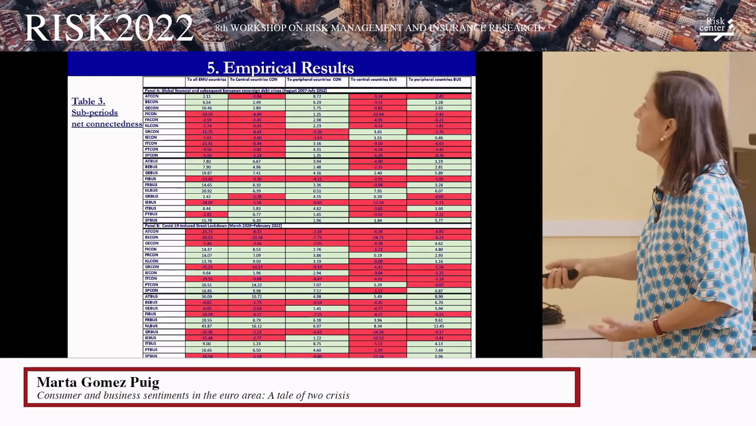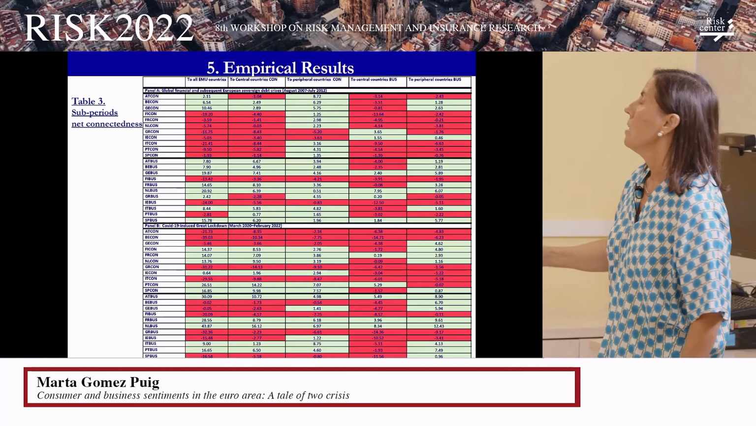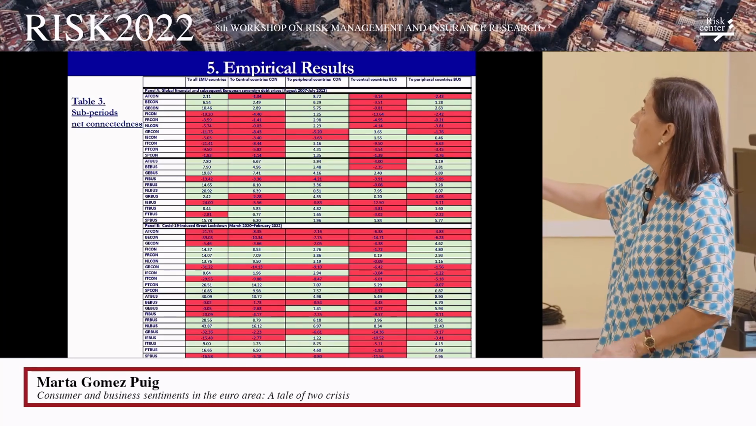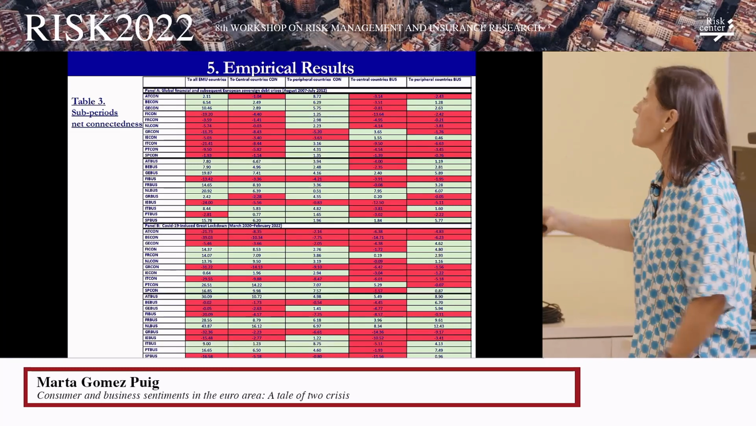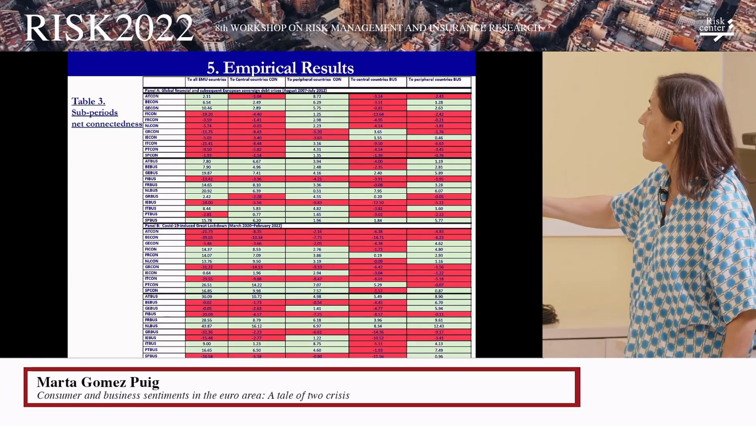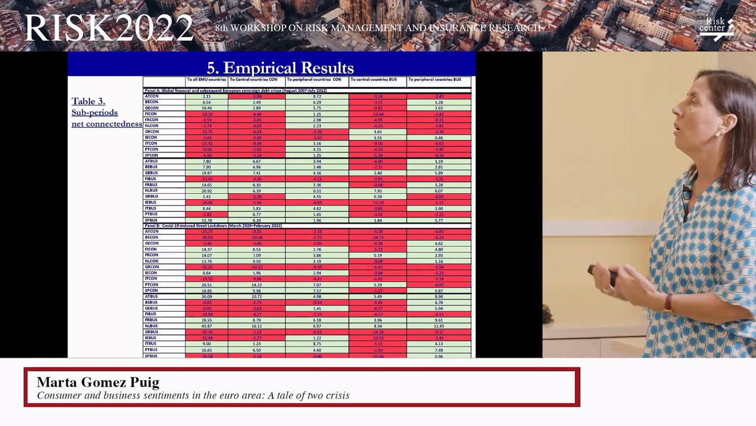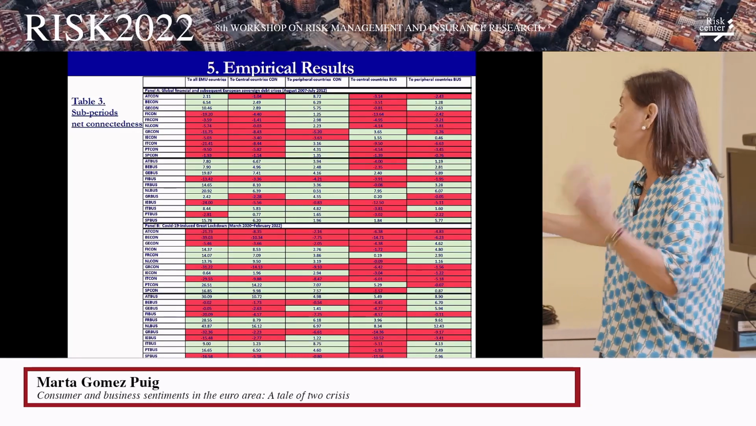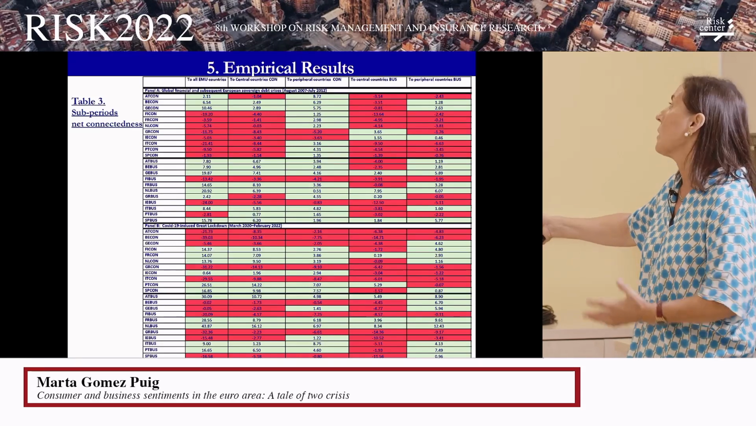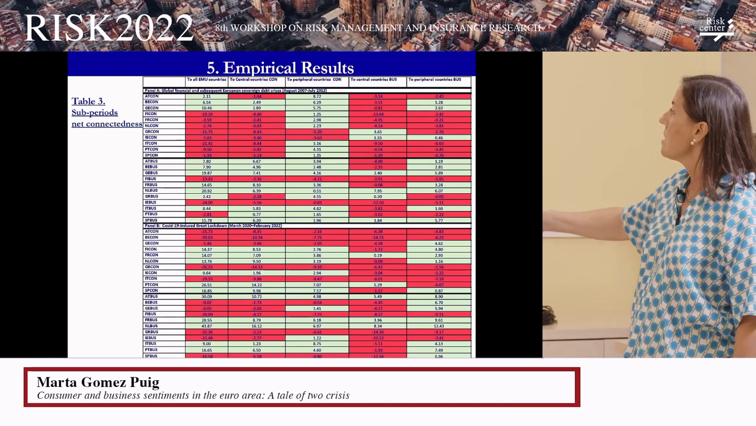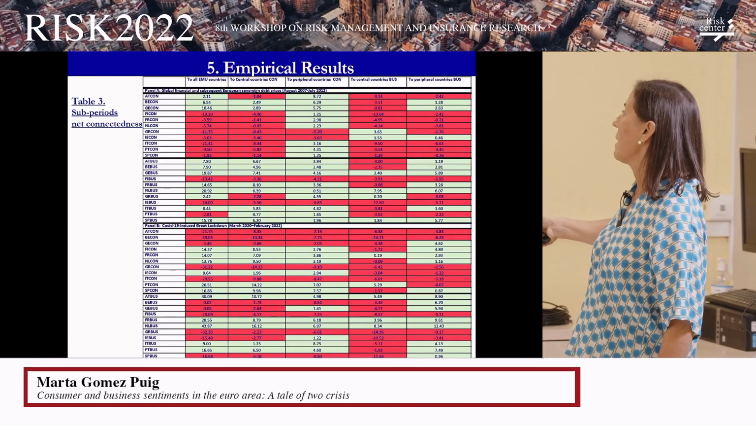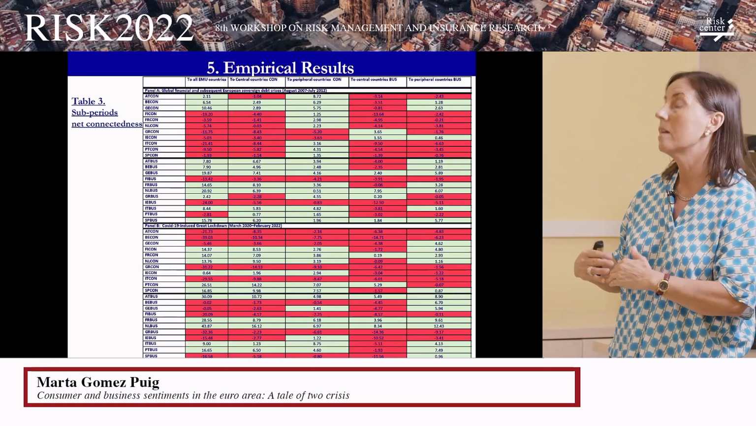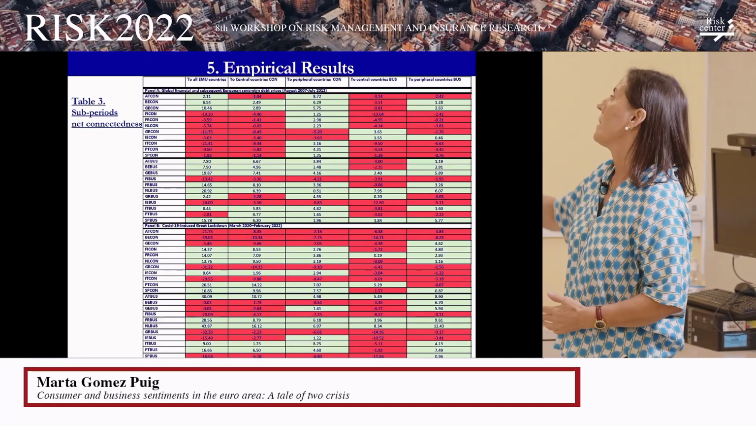So if you analyze the behavior of consumer confidence indicators, we can see that during the global financial crisis, they mainly affect consumer confidence of peripheral countries. This is true for all the countries, with the exception of Greece and Ireland. However, the role of consumer confidence indicators increases during the COVID-19 crisis. They not only influence consumer confidence of peripheral countries, but also consumer confidence of central countries and business confidence of peripheral countries. So we can observe an increase in the role of consumer confidence in the COVID-19 crisis compared to the role they had in the global financial crisis.